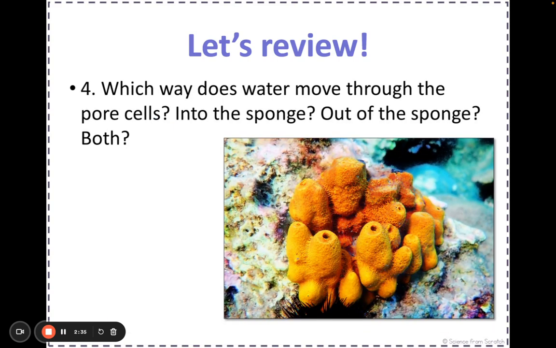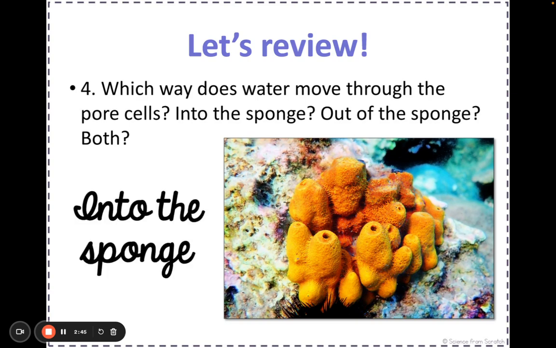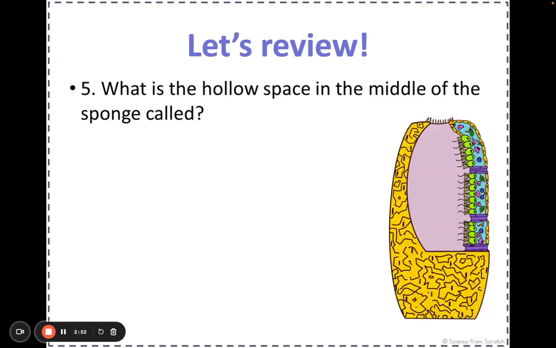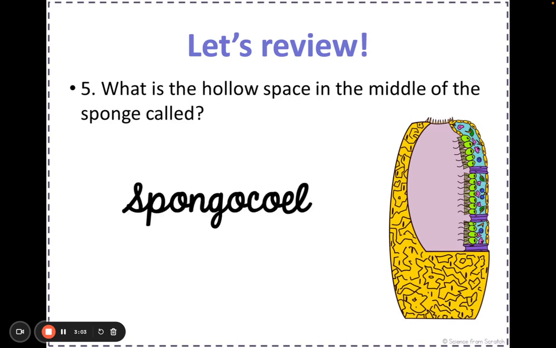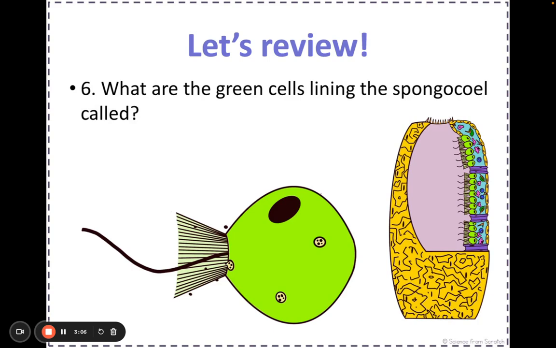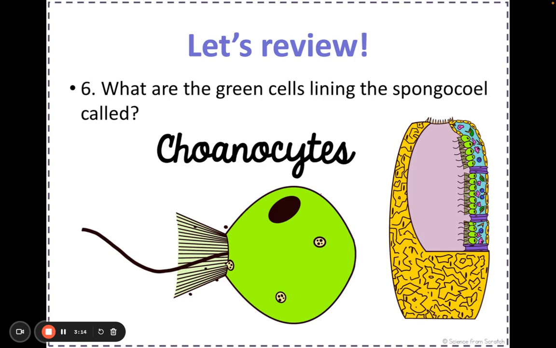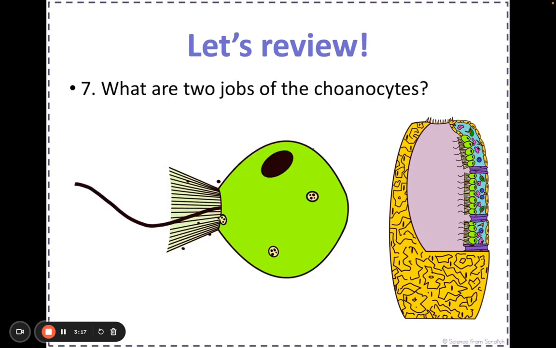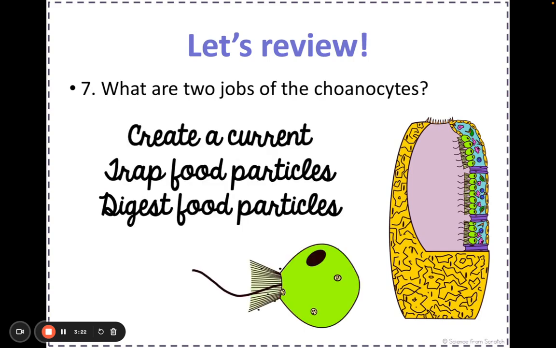For our next question, which way does water move through the pore cells? Does it go into the sponge, out of the sponge, or both directions? Into the sponge. The hollow space in the middle of the sponge is called? Good, spongocele. Next question, what are the green cells lining the spongocele called? Good, choanocytes. What are two jobs of the choanocytes? Awesome, you could have said create a current, trap food particles, digest food particles. All of those would work for this question.